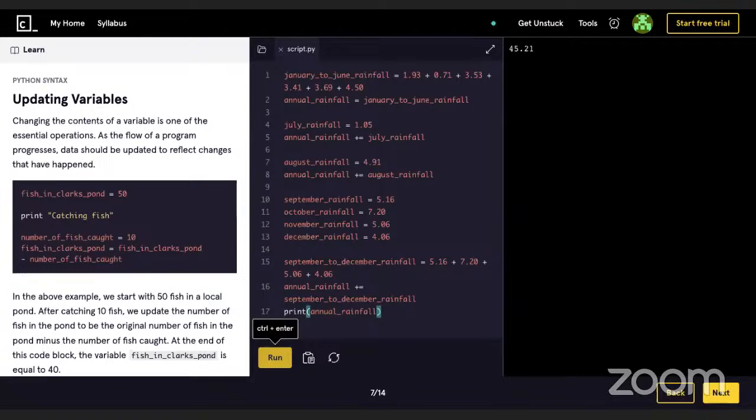Okay, brilliant. So why did you add that one? That's because that's all the rainfall from the whole year. So that's all the rainfall that is printed. Okay, yeah, that's what I'm looking for. So with that particular line 17, you are printing all the annual rainfall for that particular year. Well done. That's good. To be honest, that is brilliant.